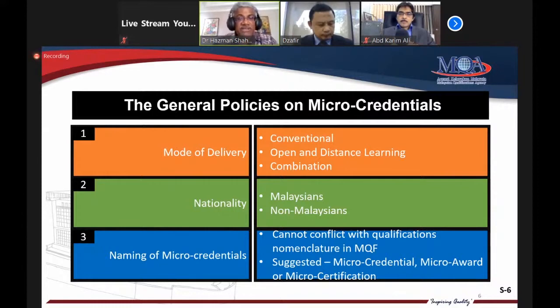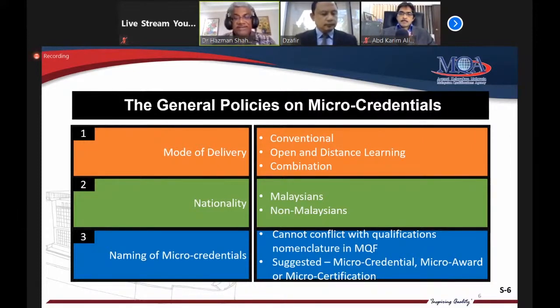In the Surat Makluman, it is clarified, even if you're conventional or ODL, there are some allowances in terms of conventional programs having some of the courses online, ODL programs having some of the courses in a face-to-face mode. So please be directed by the information provided in the Surat Makluman that Mr. Zafir talked about earlier.